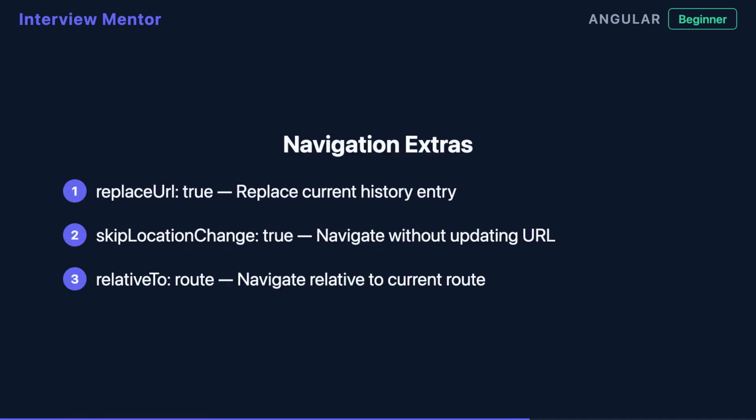Navigation extras give you fine control. Set replaceUrl to true to replace the current history entry instead of adding a new one. Use skipLocationChange to navigate without updating the browser URL. These options help you manage the navigation stack and browser history precisely.